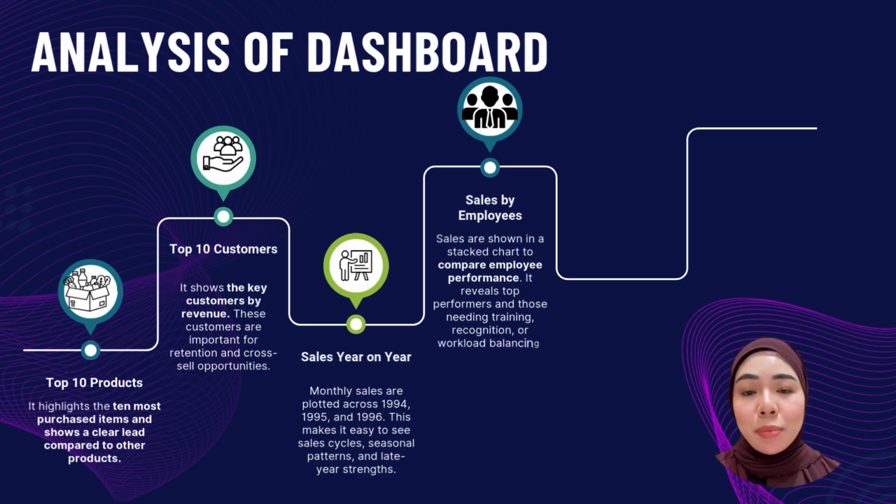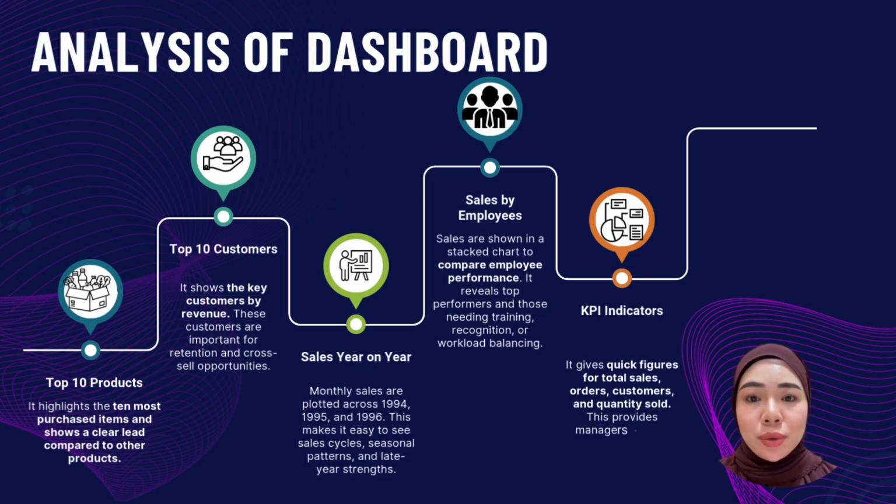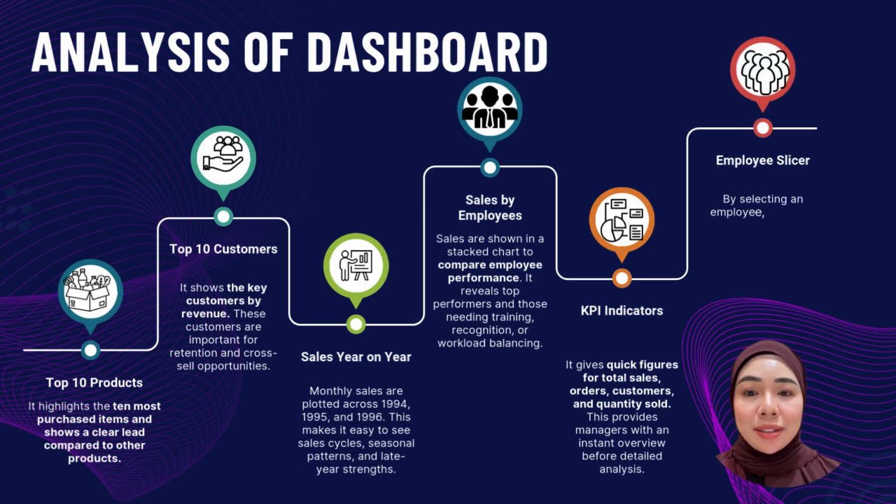The KPI indicator provides quick figures for total sales, order, customer, and quantity sold, giving managers an instant overview. Finally, the employee slicer allows filtering by employee, so all the charts adjust to show their sales, top customer and trend over time.